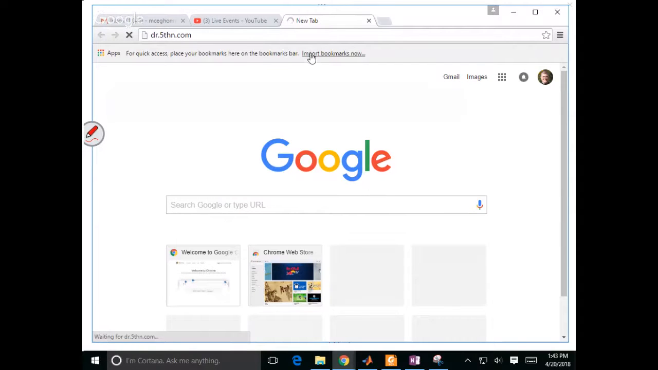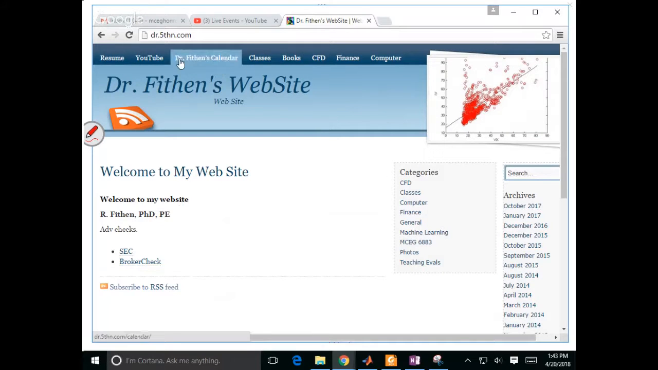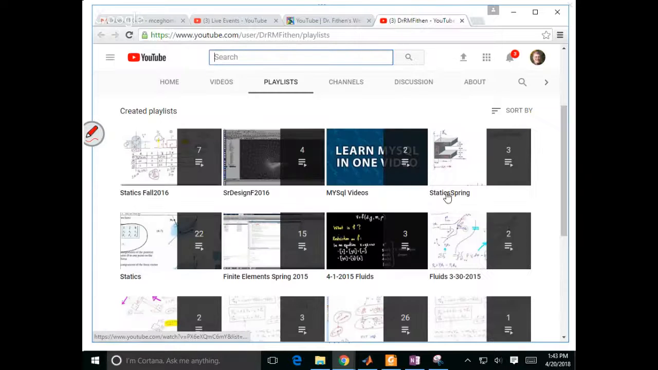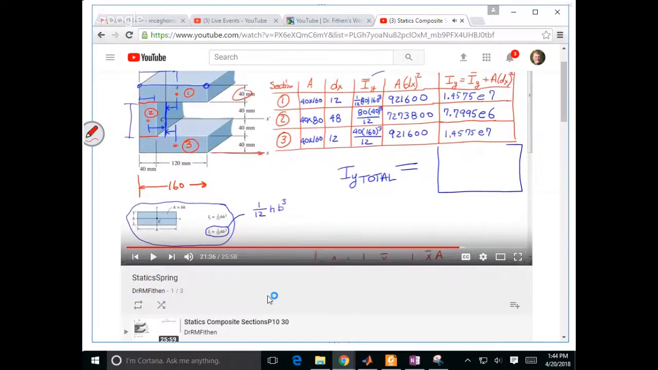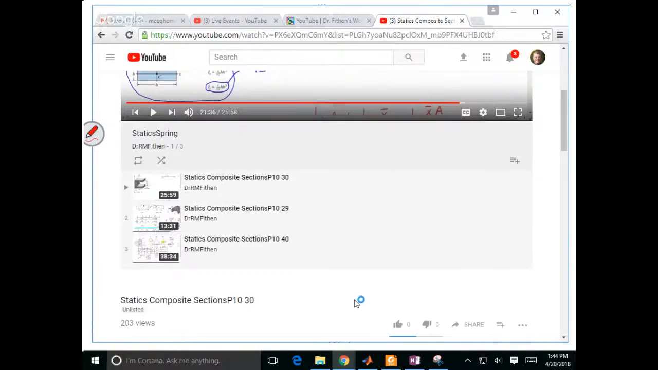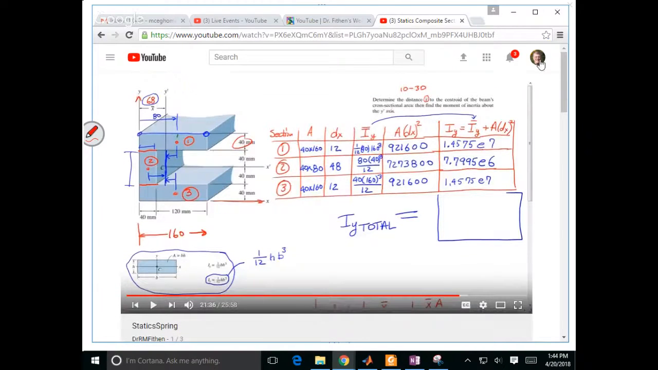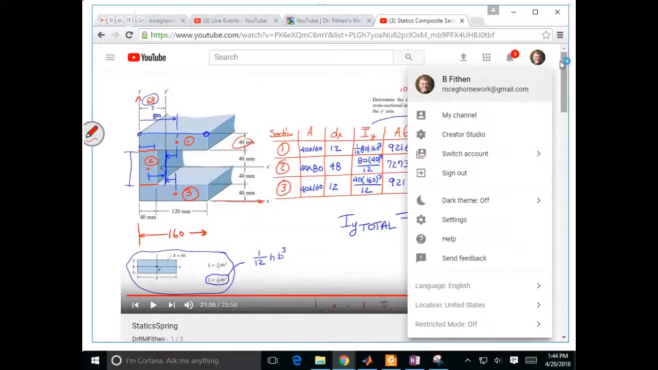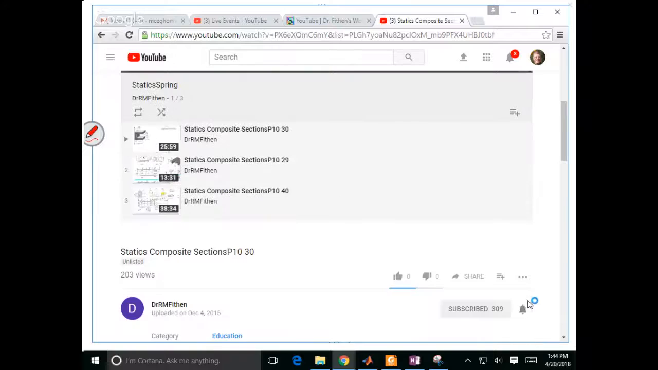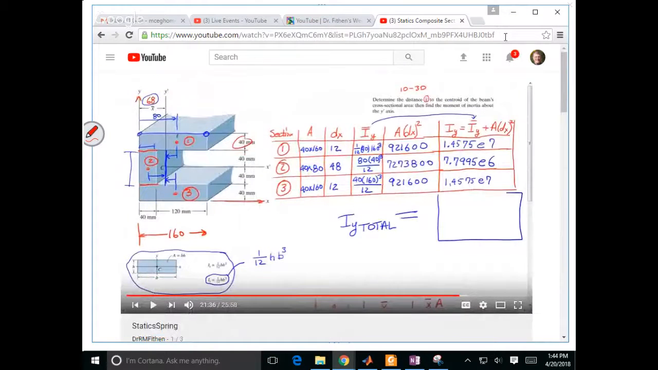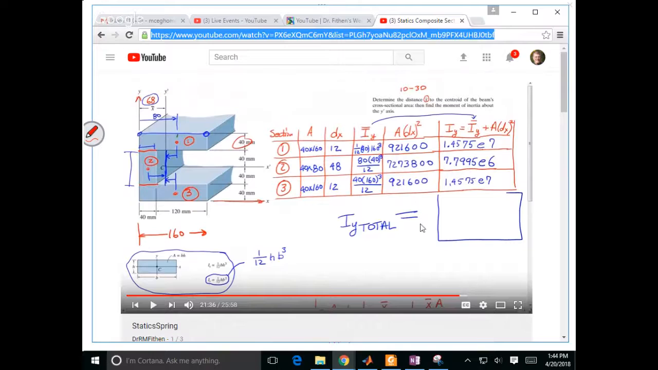I can't ever remember where it's at. So if I go to the playlist and then statics, okay, wait a minute. So there's one. Let's see. How do I get that? Okay, so here's composite sections. Oh, so I wonder if I can copy that playlist. How do I copy the playlist? Who am I right now? I'm that person. Maybe I could copy this. I know. Let's see what happens if I do this.